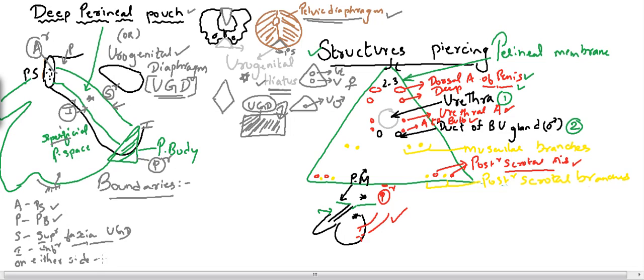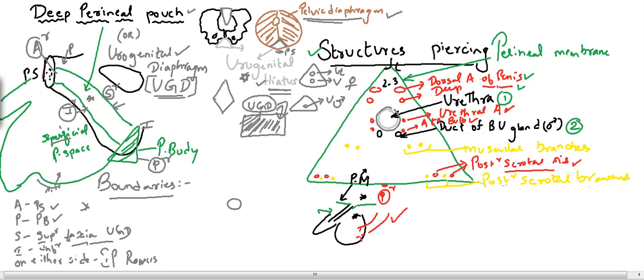And on either side, ischiopubic ramus. If you tell the urogenital diaphragm, this last point is very important for these boundaries. Moving on to the contents: since the urethra is passing through this, there will be a muscle surrounding the urethra like this.